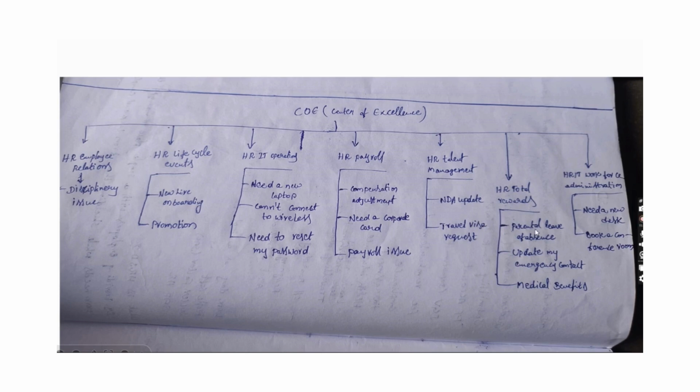And total rewards. Rewards are also provided from our HR point of view. HR total rewards are there. What type of duties do they do from the rewards point of view? That is the parental leave option. So the leave option is the parental leave. Especially from the parental point of view, you can also take almost 10 days or 1 month of leave. Those types of benefits are provided by our HR total rewards.